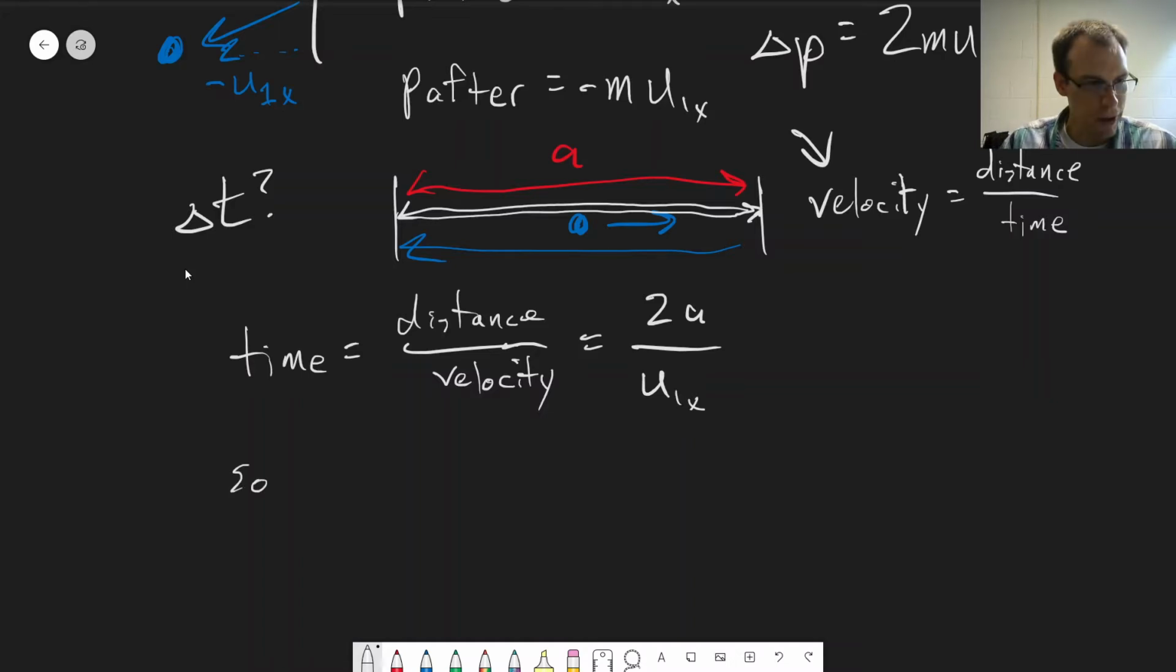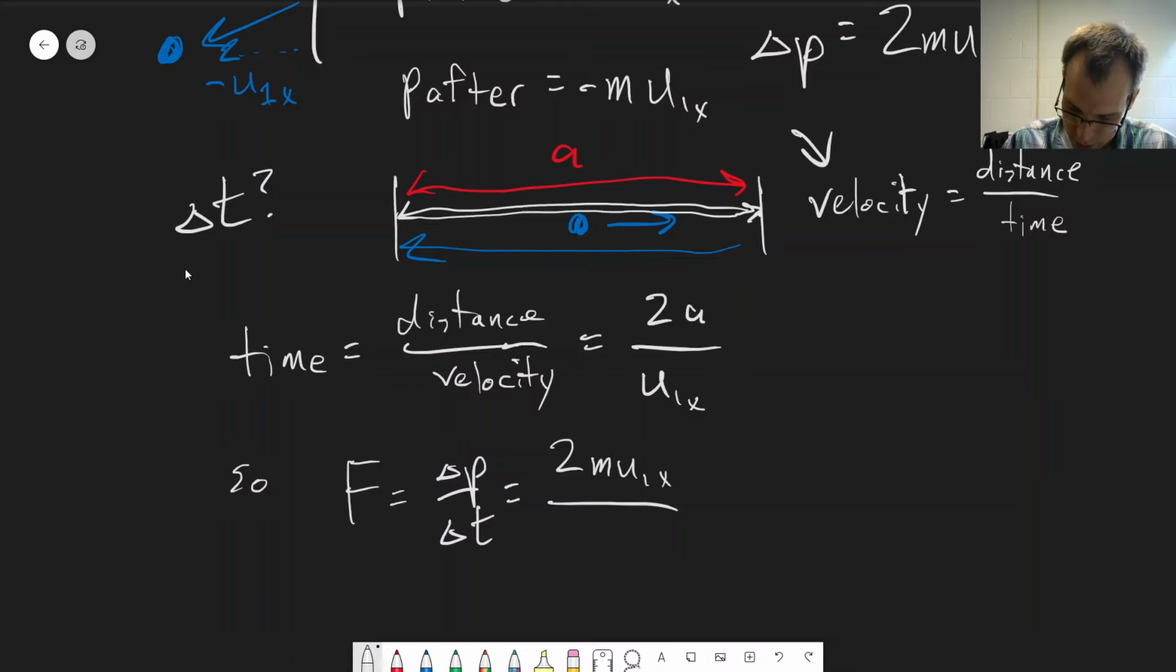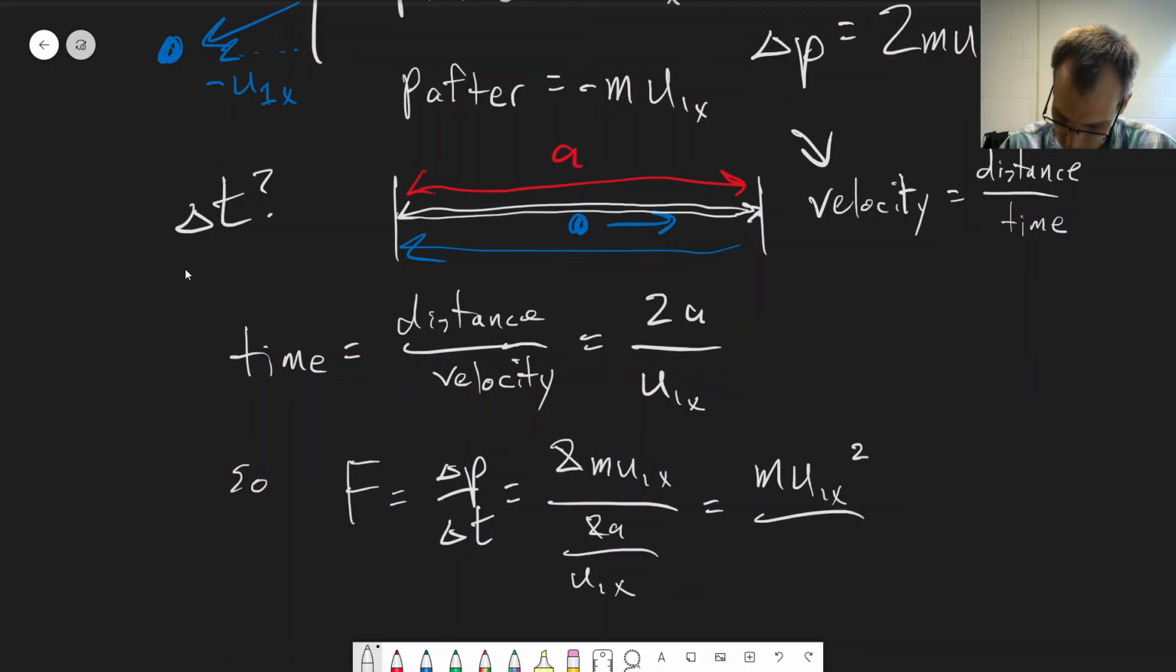So then now we found the force. The force is equal to delta p over delta t, which we found delta p is 2mu1x. Delta t is 2a divided by u1x. All right, so our 2's will cancel, and we'll get mu1x squared divided by a.